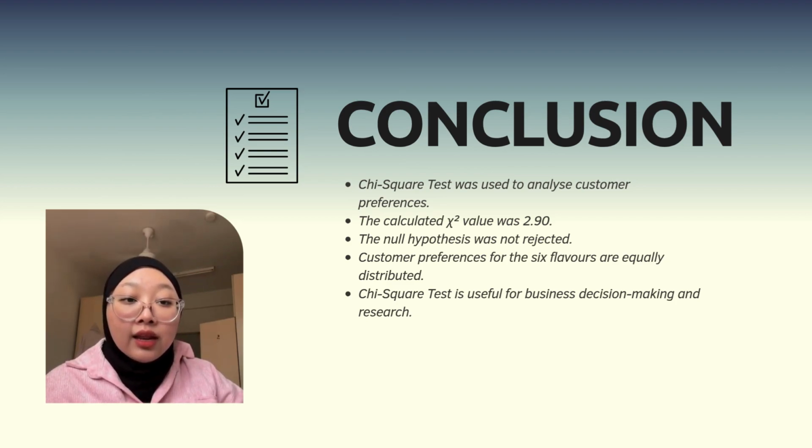This indicates that there is no significant difference in the customer preference among the 6 flavors, and the company's claim is supported by data. Overall, the chi-square is a useful statistical tool that helps researchers and business analysts analyze categorical data and make informed decisions based on evidence.